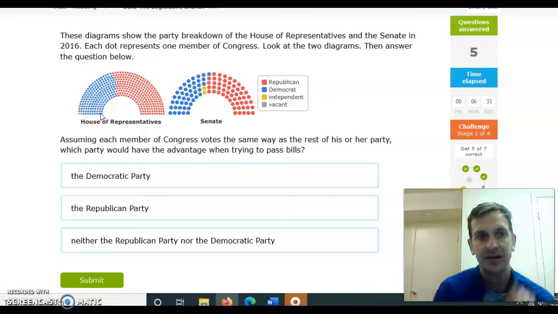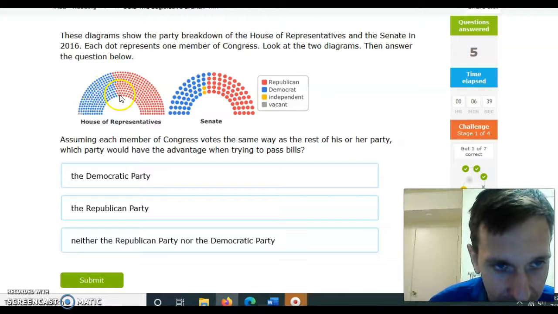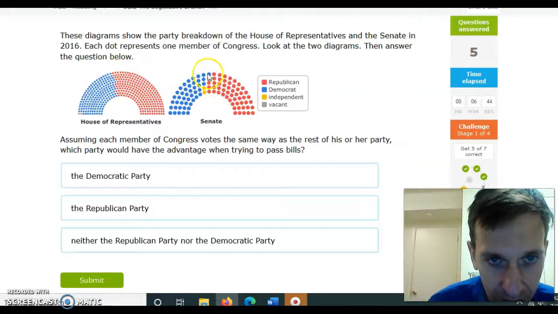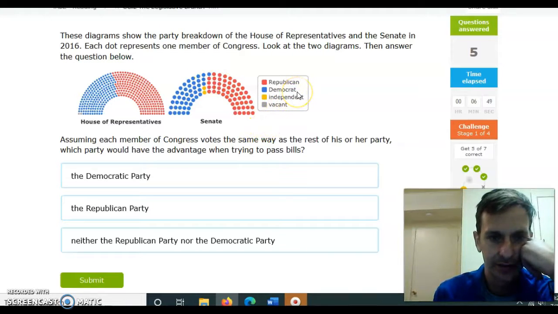Alright, so if we look at this U shape, if we're splitting it right down the middle, it's right about here and right about here, okay? Which has more? I mean, we could count every single one, right? But look at it this way. In the House of Representatives, there's more what? Republicans or Democrats? More Republicans. Now let's look at right down the middle here in the Senate.